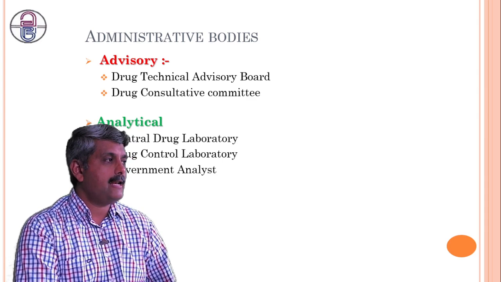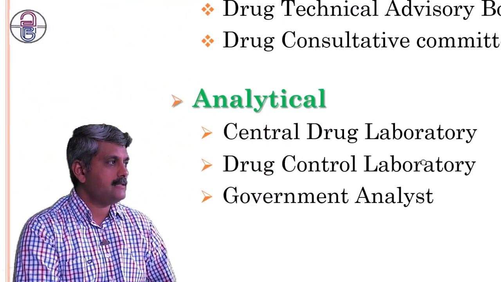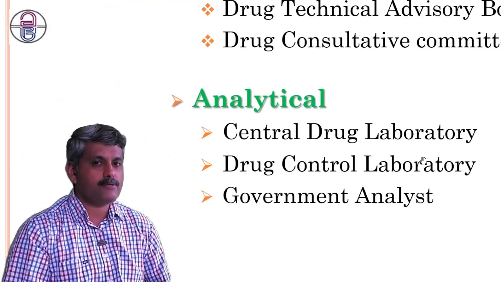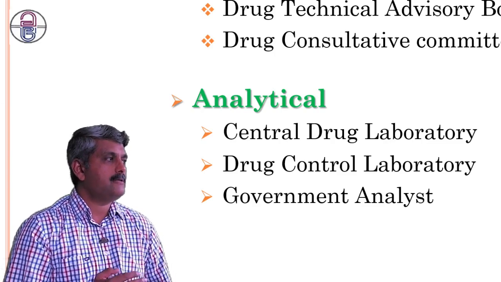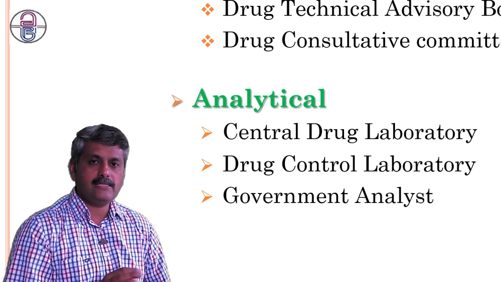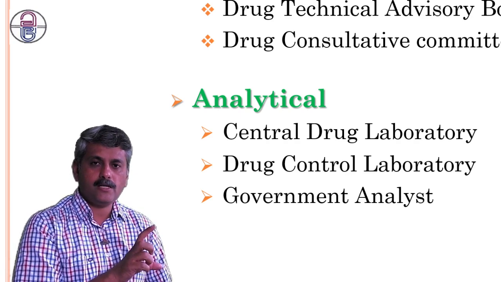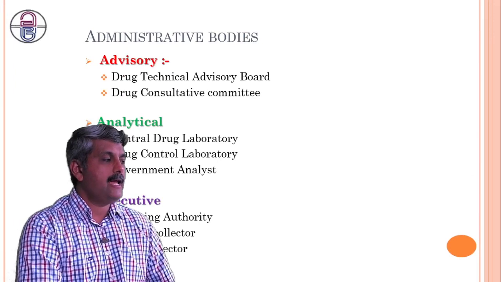Next one is the analytical. Whenever we discuss analyticals, the name itself indicates analysis of something. So who will do the analysis? That is the Central Drug Laboratory, the Drug Control Laboratory, as well as the Government Analyst. So these are the three that come under the analytical category. And the last one is the executive.